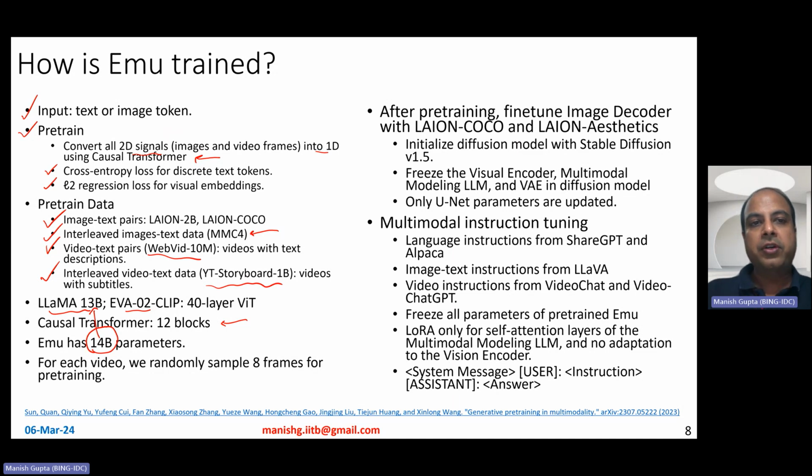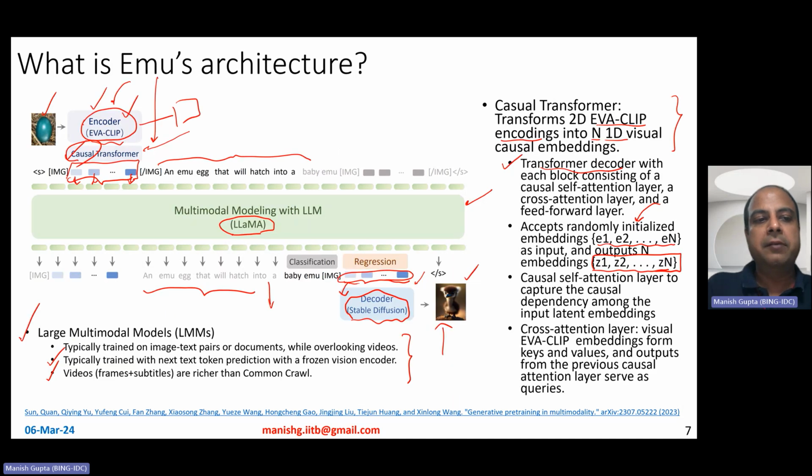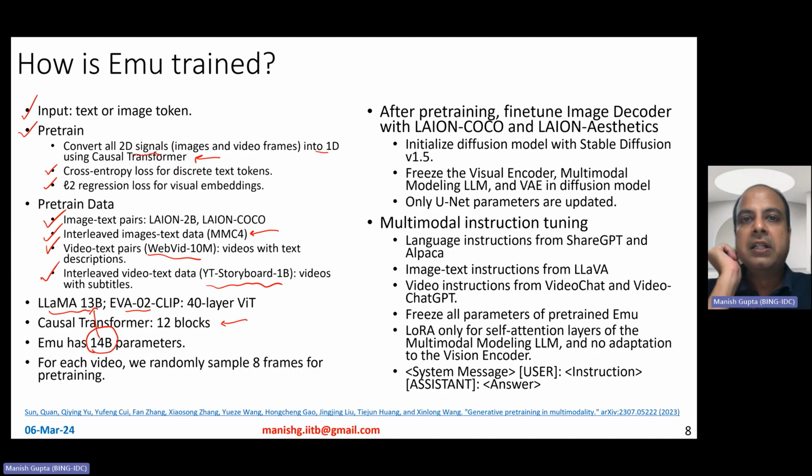Okay. So for each video, so of course, images can be processed very easily. You basically pass that through the clip model, and whatever you obtain, I mean, the 2D representation is passed to the causal transformer so as to get a 1D representation, right? But for videos, you basically sample 8 frames and use them for pre-training.